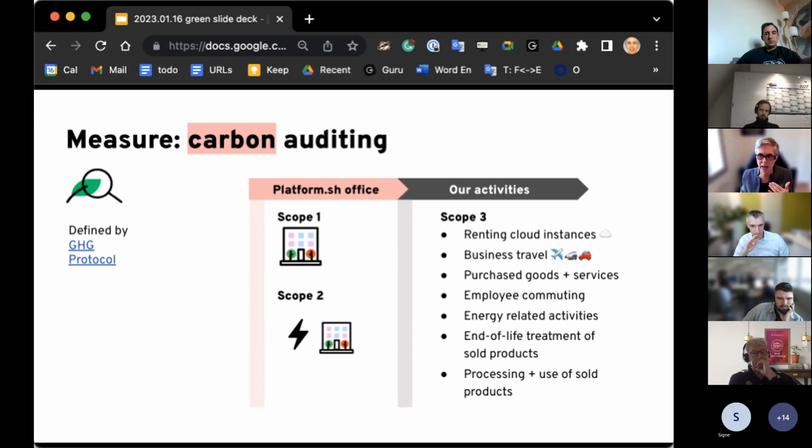Most corporations find that they have a very large scope 3, so that's typical. For us, it's dominated by the renting of the cloud instances and business travel. And this year we did our first commission study of remote work, which is really interesting, and that went into scope 3 as well.